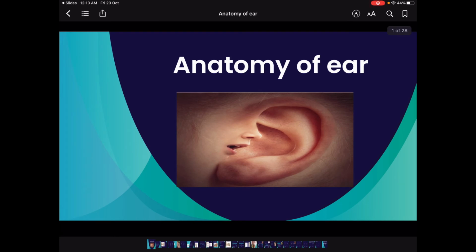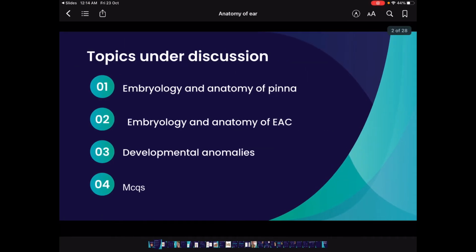Today we are going to discuss the anatomy of the ear. The topics under discussion include embryology and anatomy of the pinna, embryology and anatomy of the external auditory canal, developmental anomalies, and the MCQs of the above topics.